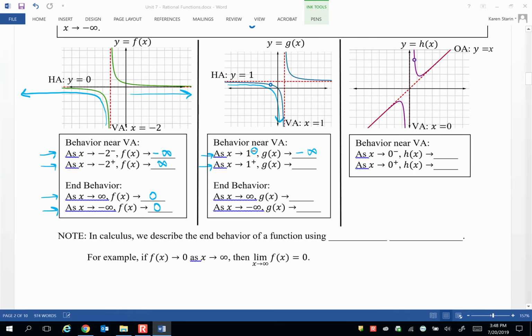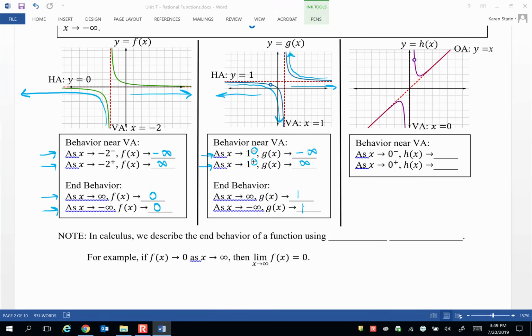As x approaches 1 from the right, that superscript of a plus sign is read from the right. What is g of x doing? Well, from the right, as I get closer and closer to 1, I'm shooting up to positive infinity. Now let's look at both end behaviors. Both going to positive infinity and to -infinity, g of x is approaching that horizontal asymptote of 1. Both end behaviors are 1, and it appears that we are not crossing that horizontal asymptote either.